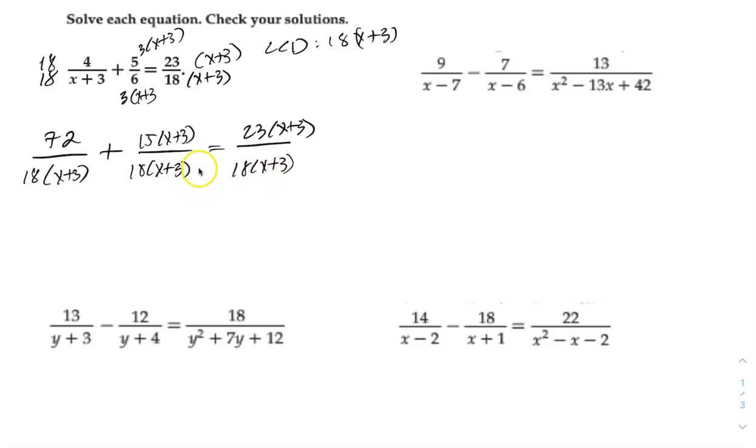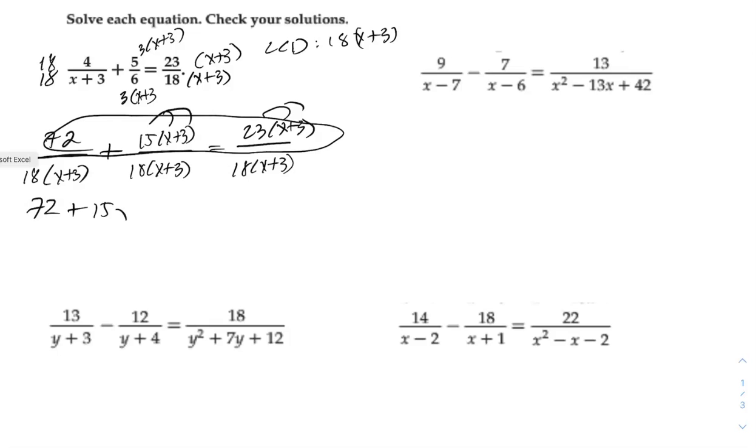Now since we're solving and we have all the same denominators, all we have to do is solve the numerators. I'll distribute. I get 72 plus 15 times x plus 3, which is 15x plus 45, equals 23 times x plus 3, which is 23x plus 69. So now I just have to solve. Get the x's on one side, preferably this side, and the numbers on the other side. I'm going to simplify a little bit first. That's 117 plus 15x equals 23x plus 69.